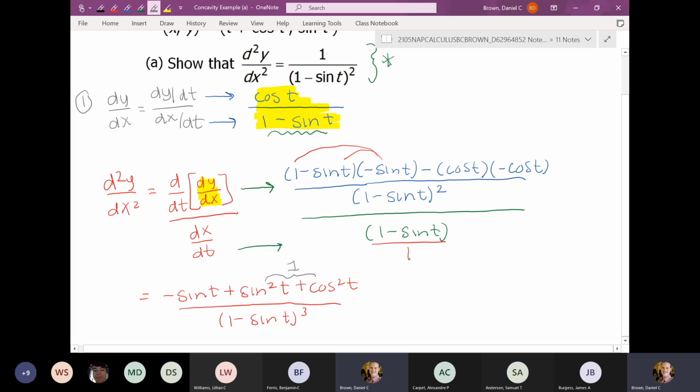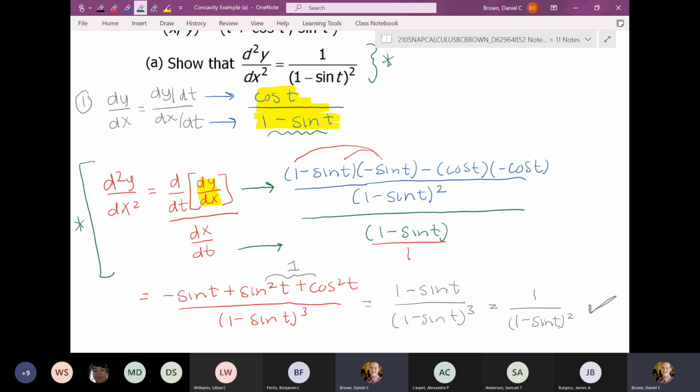Sine squared plus cosine squared is equal to 1. So I have 1 minus the sine of t over 1 minus the sine of t cubed. Simplifying, 1 minus the sine of t squared. And we have shown, yes, that that is the second derivative. Of course, the most important part here was this new stuff, and then the rest was just algebra. Questions there?